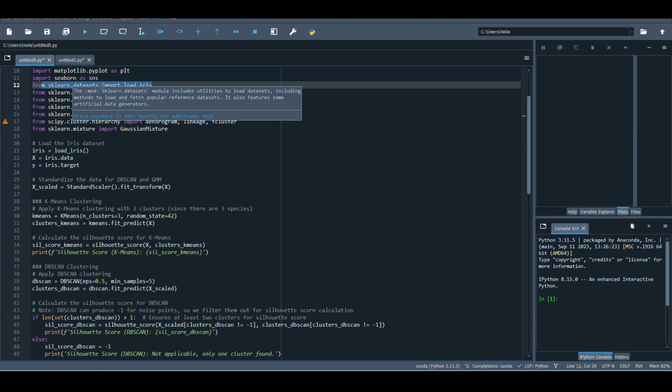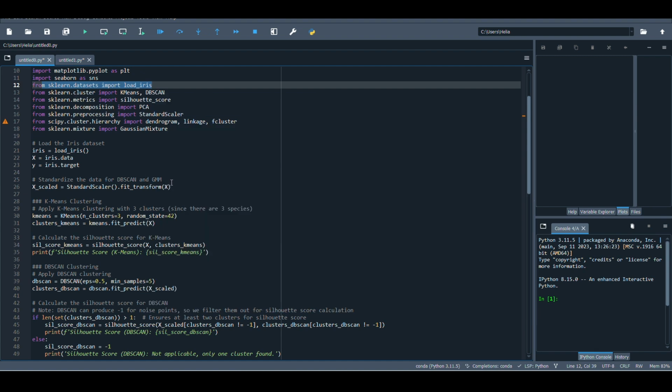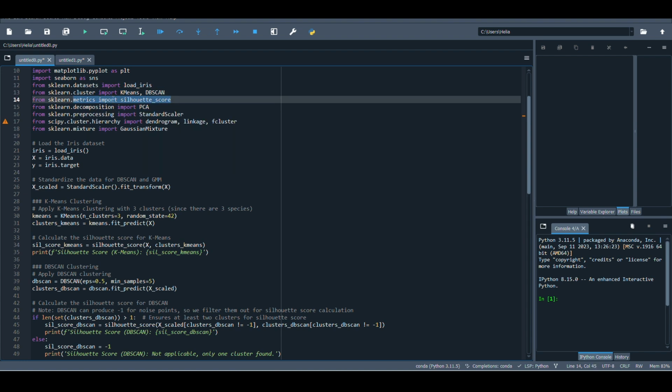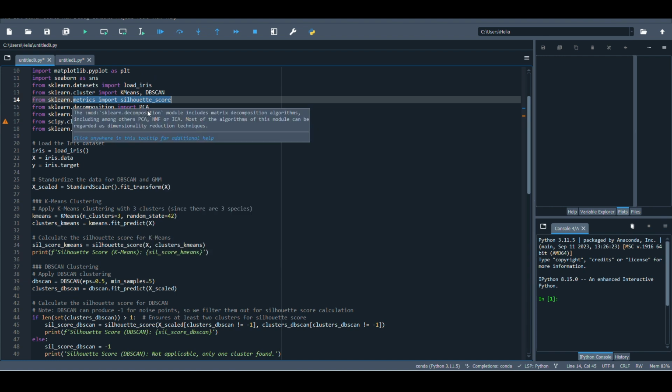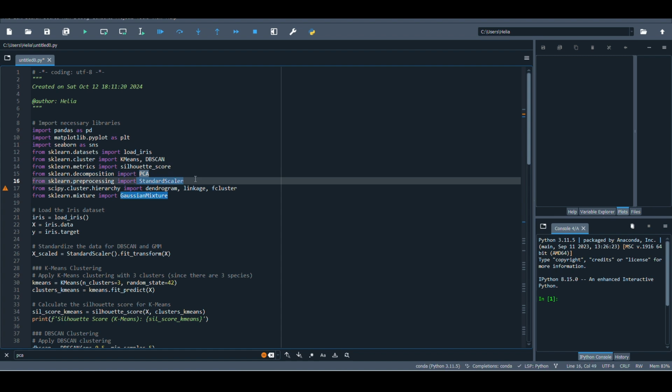From sklearn, we are loading the Iris dataset, and then these are going to be all of our clusters. We have k-means and DBSCAN, and then our metrics are going to be silhouette scores, which just say how well our clustering has done. And then I have PCA. It is going to reduce the dimensionality, because the more dimensions that you have, the more complicated your data set is going to be. And you have StandardScaler here.